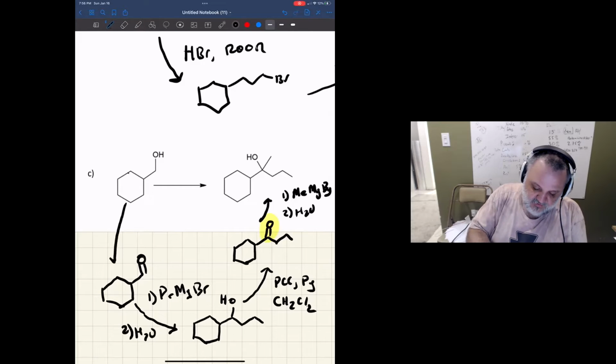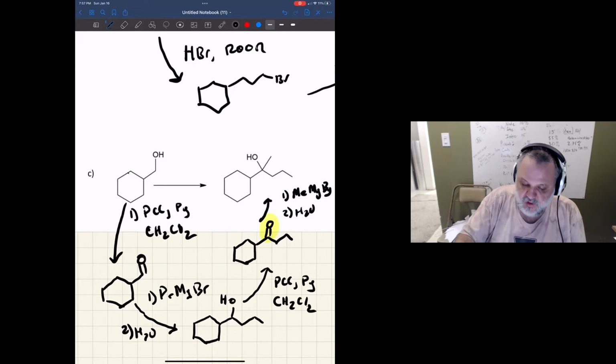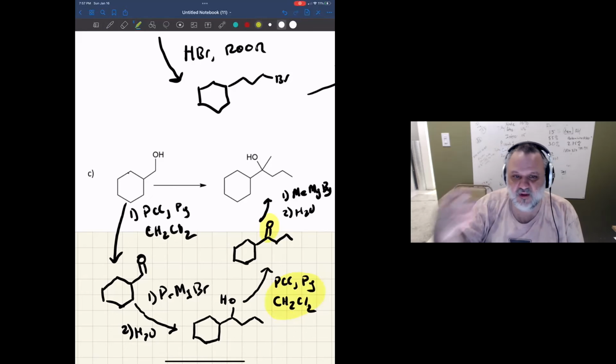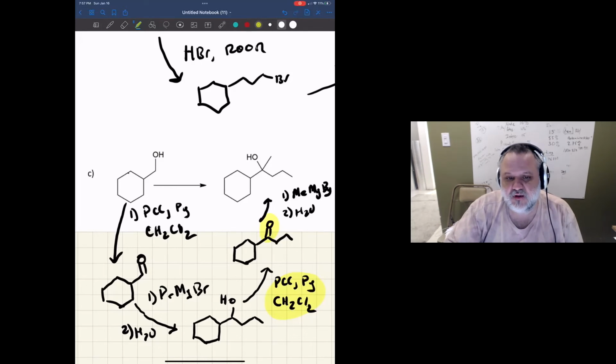Then I think I can get here as long as I do oxidation, but I can't do sodium dichromate. I have to do PCC and pyridine in order to stop the oxidation at the carbonyl group. In this oxidation step, I could have used either one because I've got a secondary position. And so the oxidation would stop at the carbonyl no matter what. Okay, so I think I solved it.